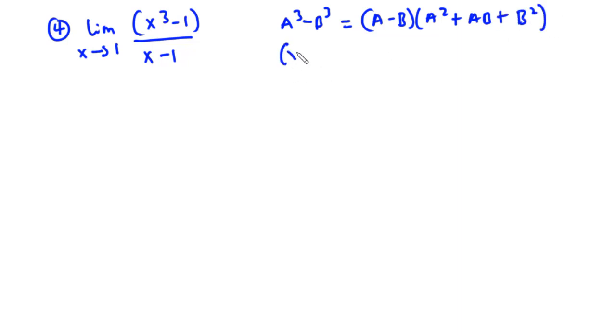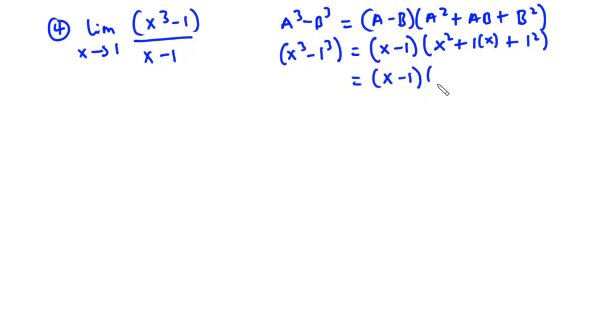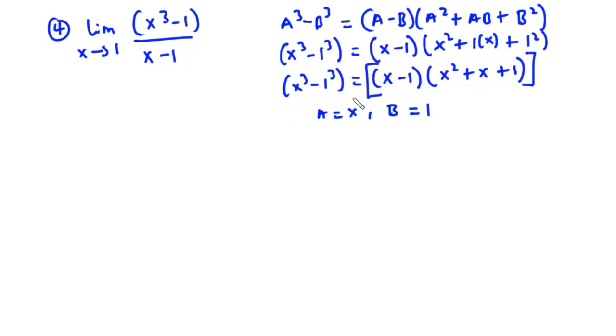So since we have x cubed minus 1 cubed, we are going to have x minus 1 and then x squared plus 1x plus 1 squared. So that is x minus 1 and then x squared plus x plus 1, because a is equal to x and then b is equal to 1. So that is what we have here. So let's substitute the whole of this in place of x cubed minus 1.